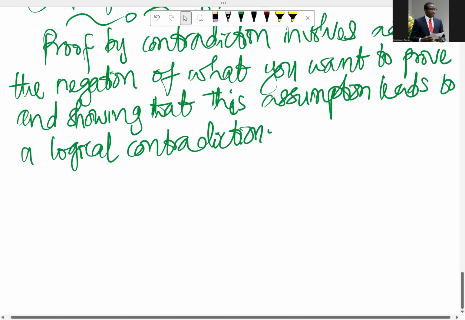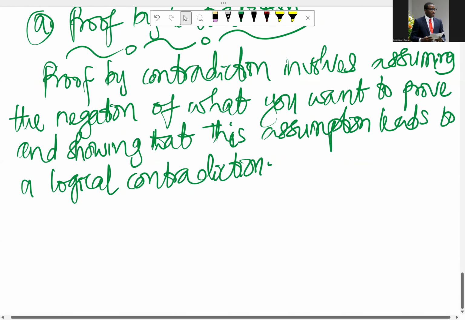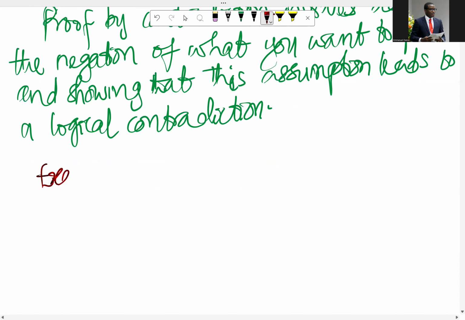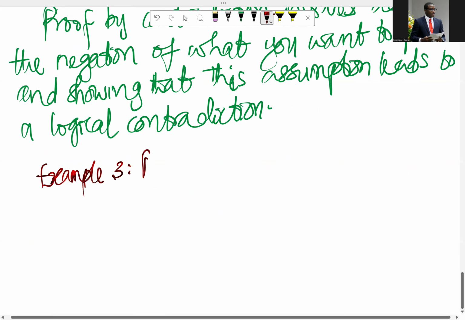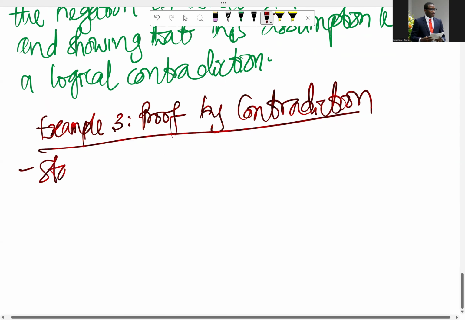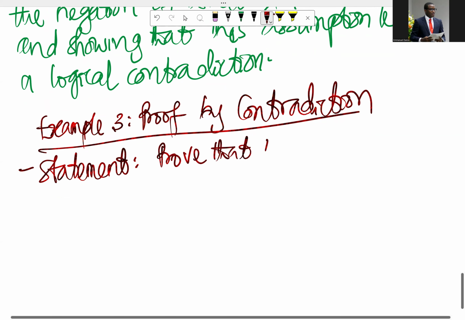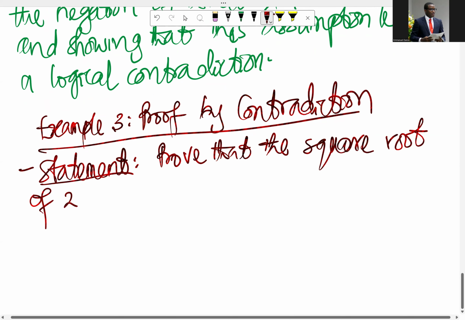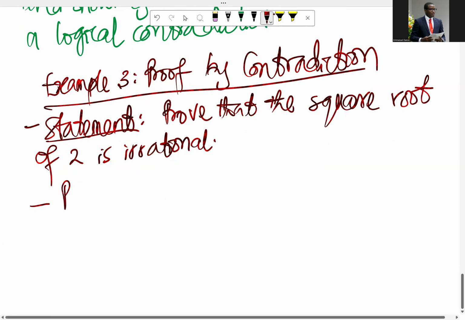Okay, so let's take another example. This would be example 3, proof by contradiction. We have a common statement. You need to prove that the square root of 2 is irrational. So that is what we need to prove. Let's do the proof using sets.